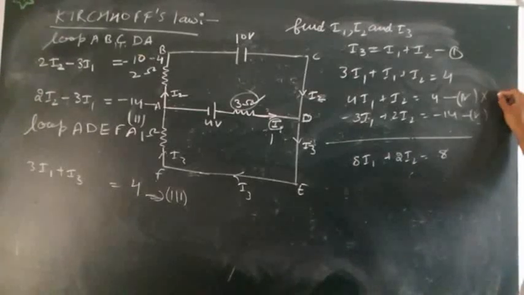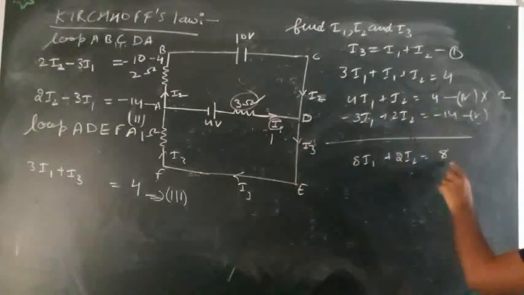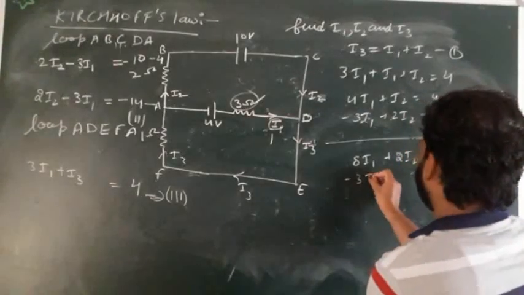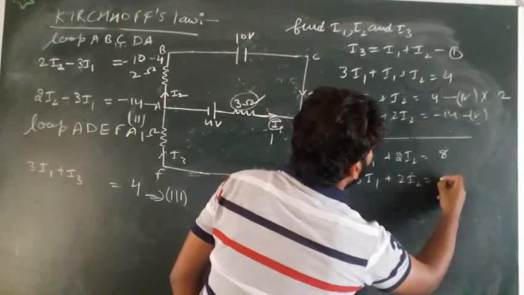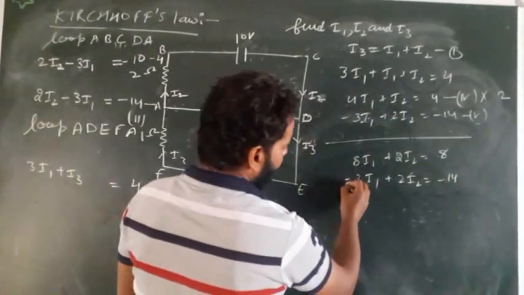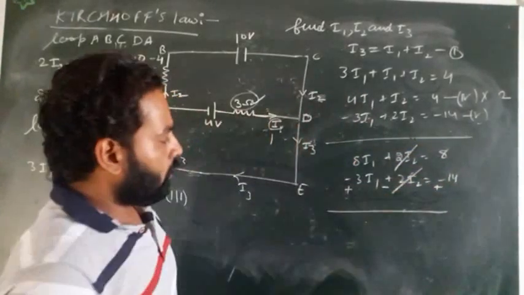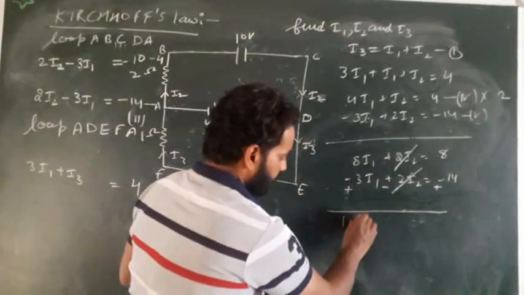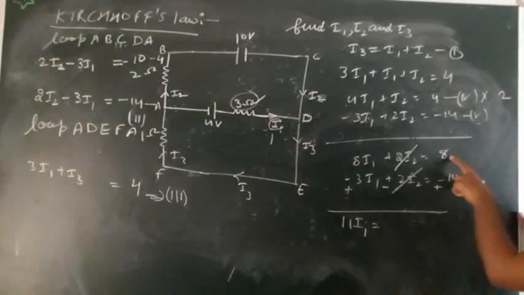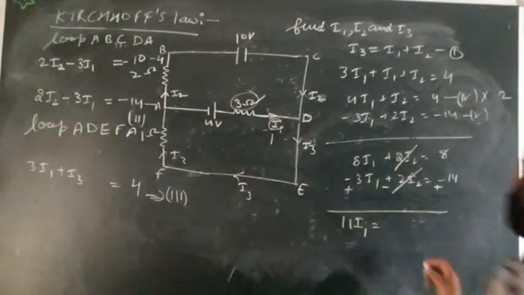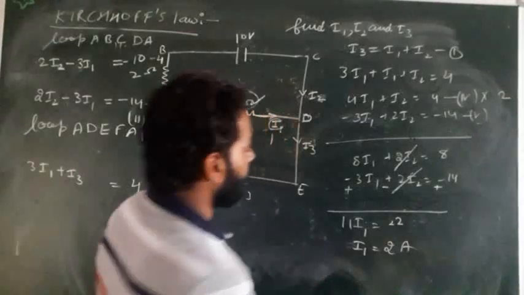Multiply that equation with 2. So 4 2s are 8I1, 2I2, and 4 2s are 8. Now downside, that is minus 3I1 plus 2I2 is equal to minus 14. So now subtract it. If it is subtracted, that is plus, that is minus, that is plus. So the 2I2 terms cancel with each other. Now 8 plus 3, that is 11I1 is equal to, here is 14 plus 8. What is 14 plus 8? 22. So I1 comes out to be 2 ampere.